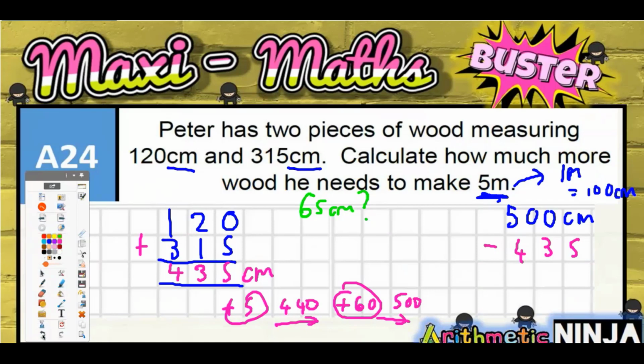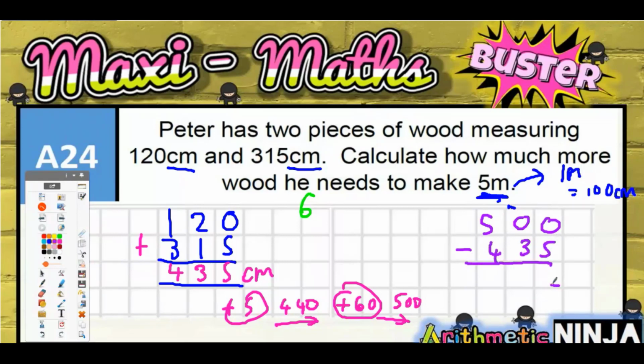So 500. Now, I'm setting a bad example here because I should be using 1 digit per square. So let's do it with a column method of 1 digit per square. So it's going to be 500 take away 435. So 500 take away 435. Work that out, and hopefully we should get the 65 that we said earlier.